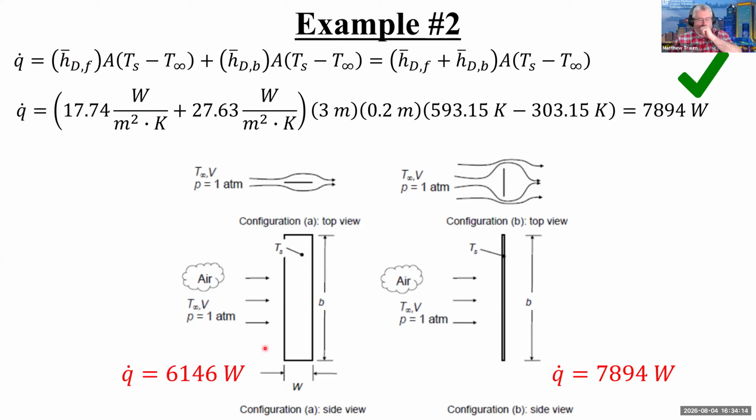And so the end result is that for the plate in the parallel configuration, we've got 6,146 watts of cooling. And for the plate in the perpendicular configuration, we've got 7,894 watts of cooling. So if you're interested in maximizing the cooling of this plate at the initial time, this is actually the better configuration. This was surprising to me. But that's the result. So pretty interesting.